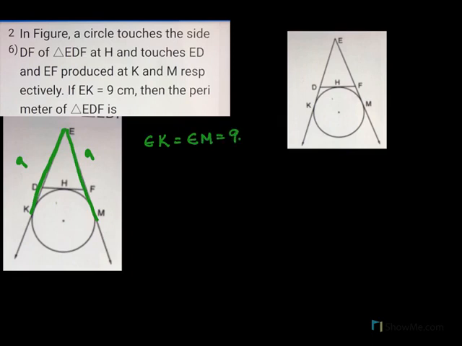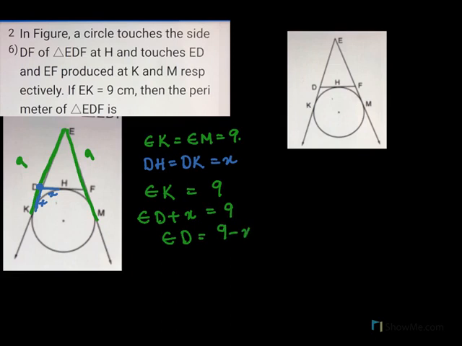Now here again, if I take this as an external point, this is equal to this, and I will take it as x. This is x, and I will take this also as x. So I have DH equal to DK, which is equal to x. Now let's take a look at EK. EK is 9, and EK is made up of ED plus x equal to 9. So my ED becomes 9 minus x, this part.